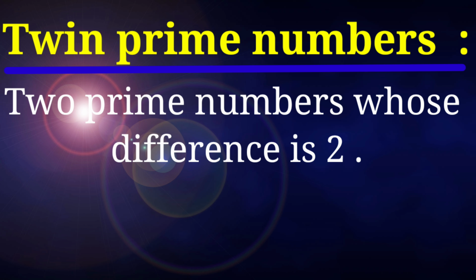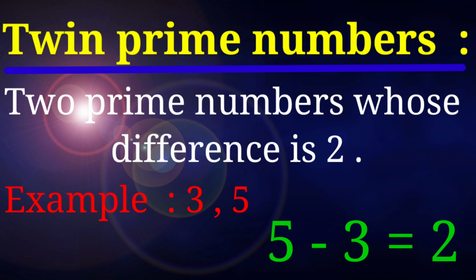If we are subtracting any two prime numbers and we are getting 3, 4, 5 or any other number, then they would not be twin prime numbers. Twin prime numbers: if the difference of two prime numbers is 2, then these numbers are called twin prime numbers. Got it, students? For example, 3 and 5: when I subtract, 5 minus 3, we get 2. So this is an example of twin prime numbers. Like this you can give more examples also. So, got it, students, what twin prime numbers are?